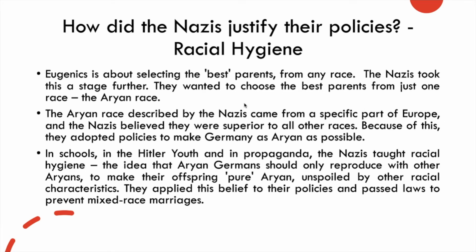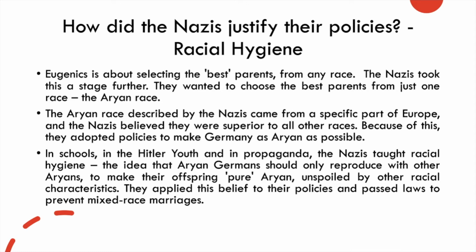Racial hygiene was also used to justify Nazi policies. Now, as you've just seen, eugenics is about selecting the best parents from any race. The Nazis took this a stage further. They wanted to choose the best parents from just one race, the Aryan race. The Aryan race described by the Nazis came from a specific part of Europe, and the Nazis believed that they were superior to all other races. Because of this, they adopted policies to make Germany as Aryan as possible.